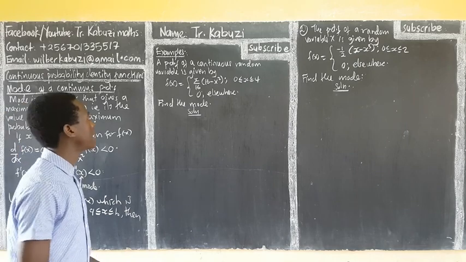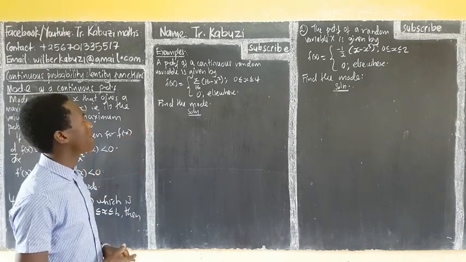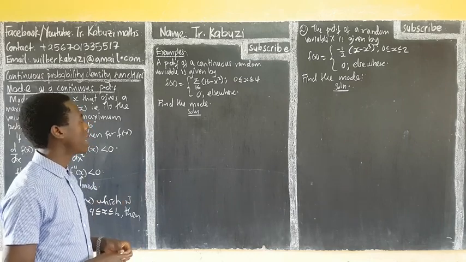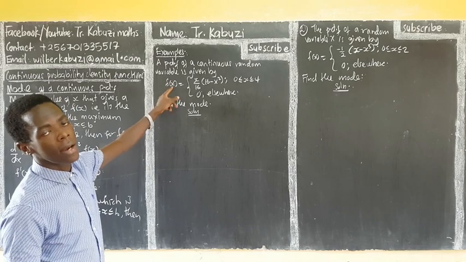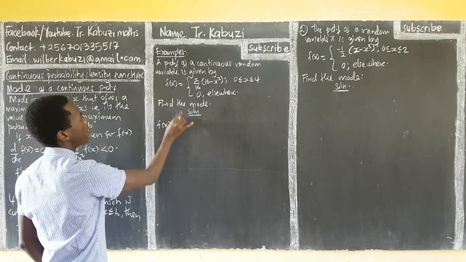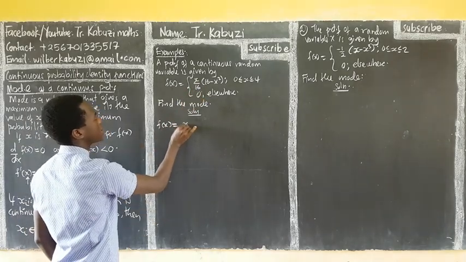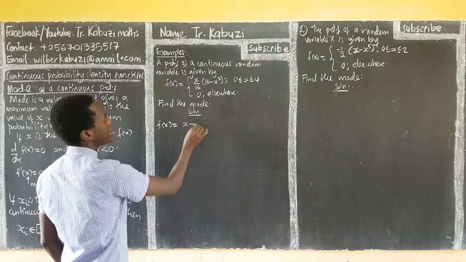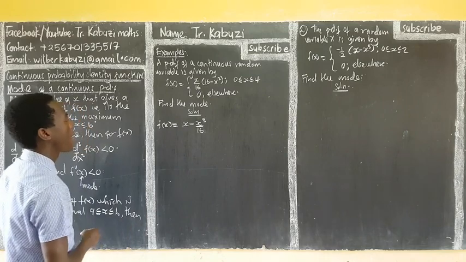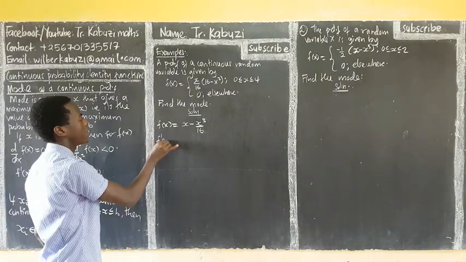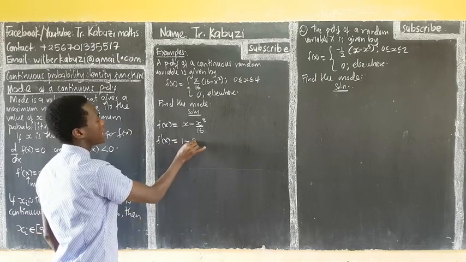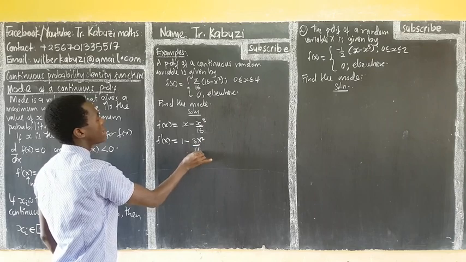Let us see some examples here. A PDF of a continuous variable is given by this, 0 elsewhere. Find the mode. To get the mode, we differentiate this function and get that value of x. First of all, if I expand that, f of x is x minus, when I open this, x cubed over 16. So now get the first derivative: I get 1 minus 3x squared over 16.